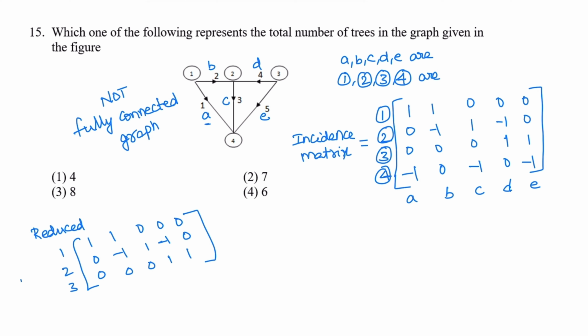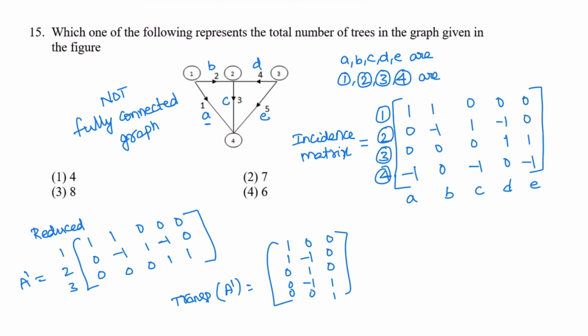Now let us take A dash, the transpose of the reduced incident matrix. In the transpose, rows will become columns and columns will become rows. The first row will enter in the first column: 1 1, 0 0 0, 0 minus 1 1 minus 1 0 0 0, 0 0 0 and 1 1.